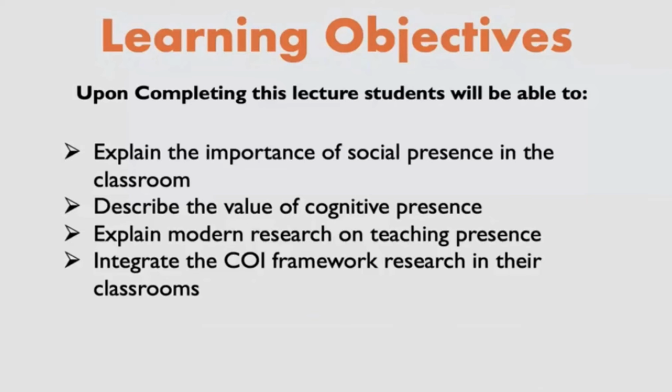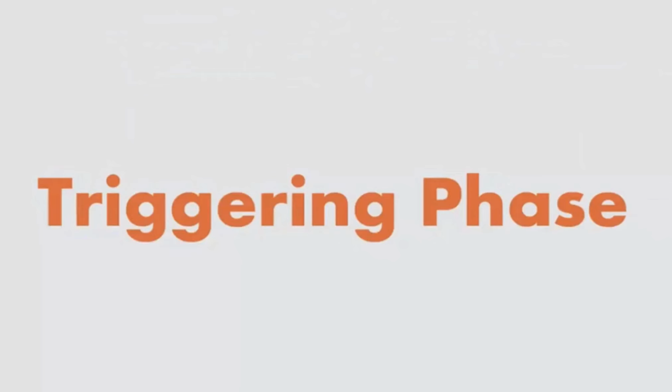We are ready to go, and so these are our learning objectives for today. Upon completing this lecture, students will be able to explain the importance of social presence in the classroom, describe the value of cognitive presence, explain modern research on teaching presence, and integrate the COI framework research in their classrooms.